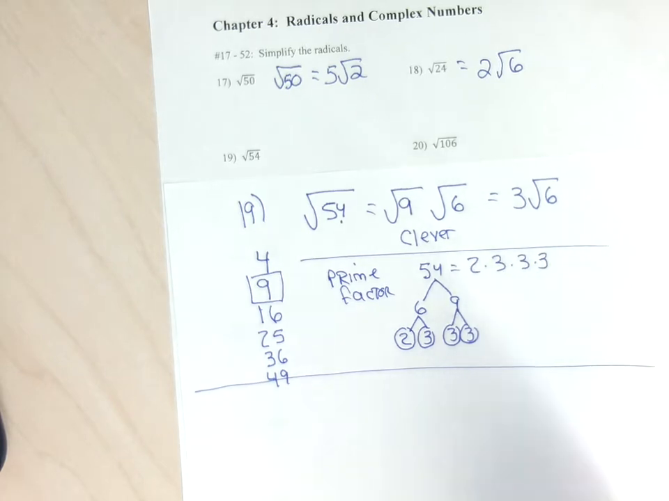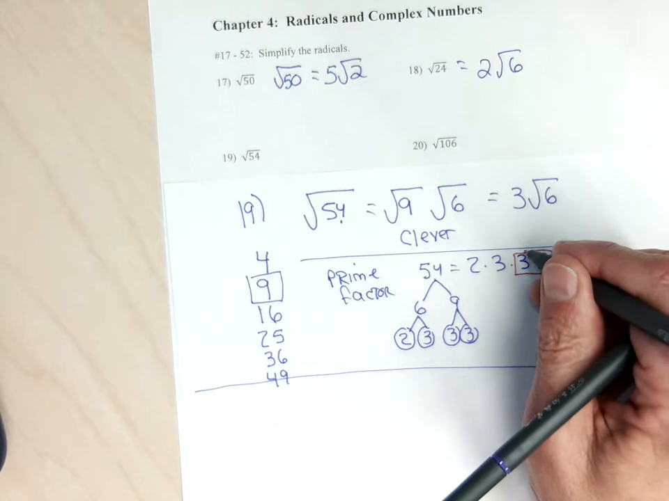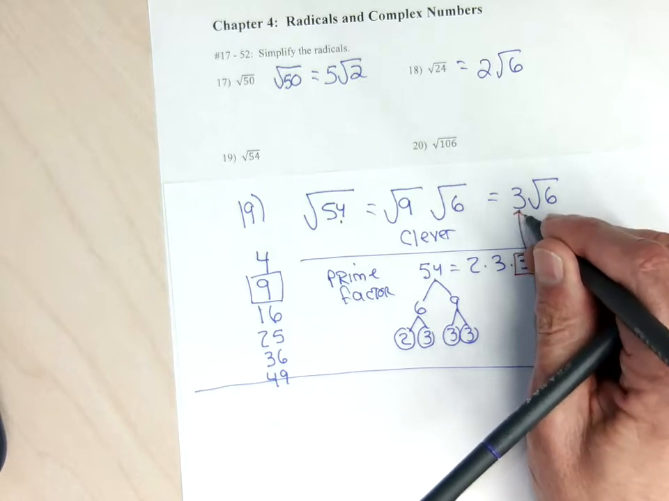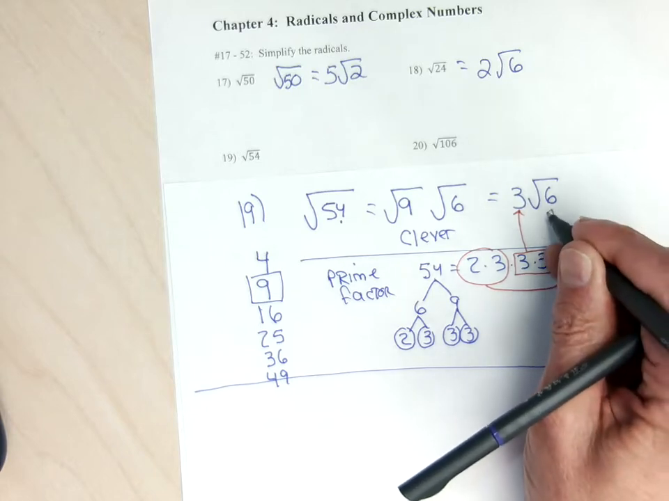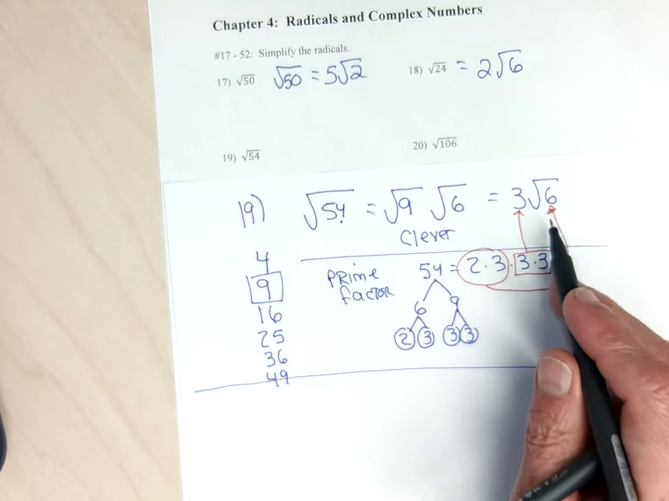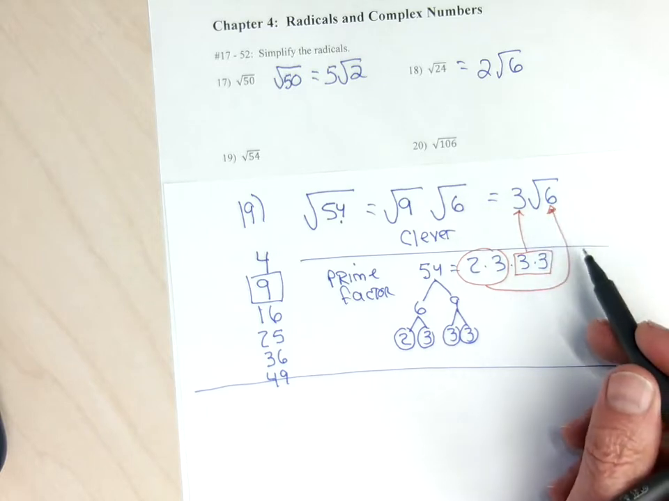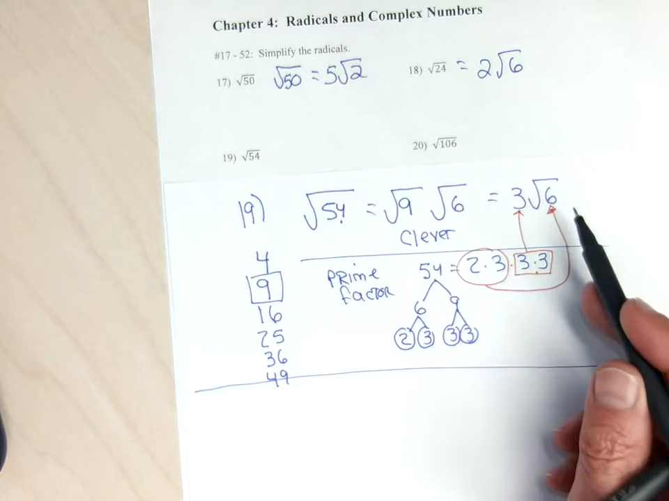And once I have a prime factor tree for a square root problem, anytime I get a pair, I get one of those out front, and anything that's left over that's not paired gets multiplied and goes back under. So this would be the way to show that this is going to be 3 times the square root of 6. I have a pair of 3's and a single 2 and a single 3 left over that get thrown under.